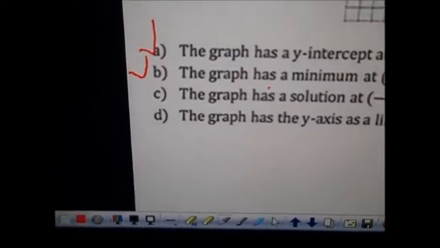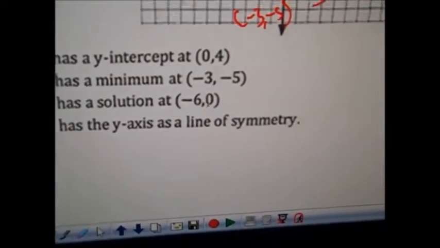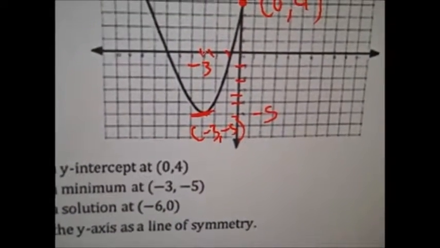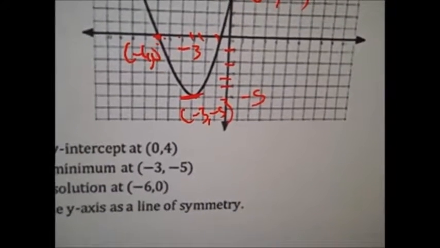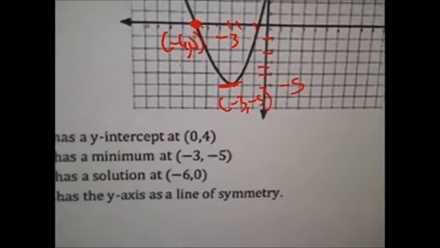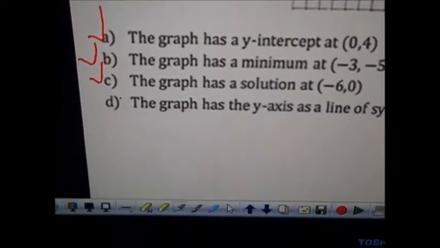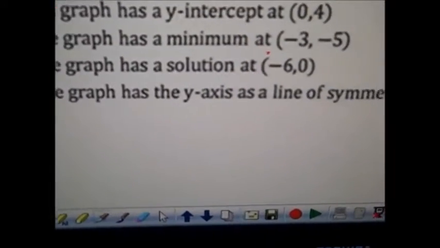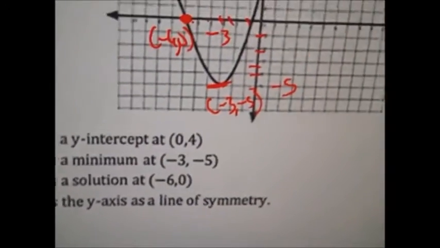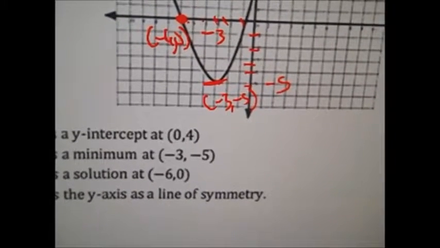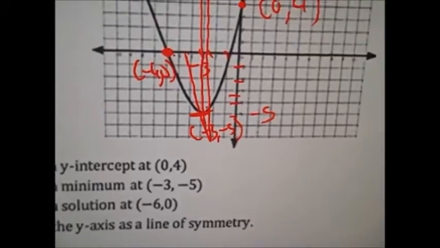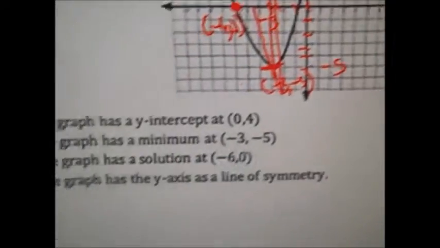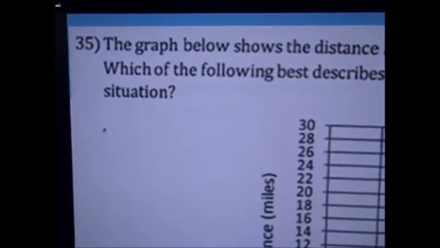That is correct. The graph has a solution at negative 6, 0. Here's negative 3. Go 3 more. 1, 2, 3. That is negative 6, 0. That is one of the solutions. That's correct. Which leaves D as the incorrect one. It says the y-axis is the line of symmetry. The line of symmetry should be around here at x equals negative 3, not the y-axis. D is wrong.